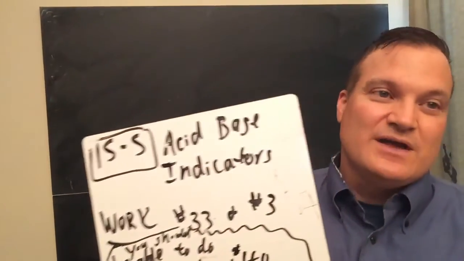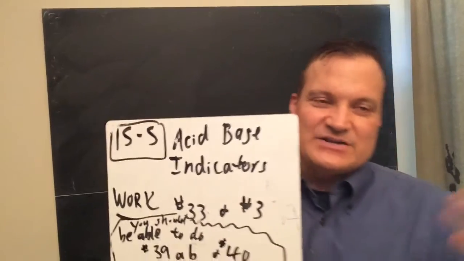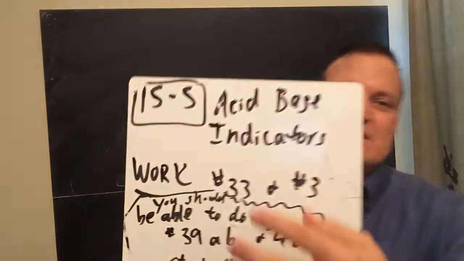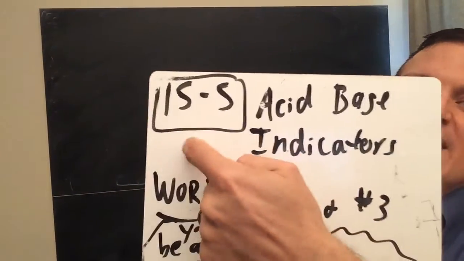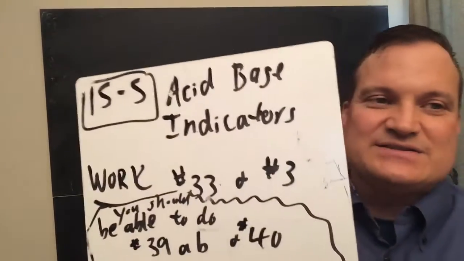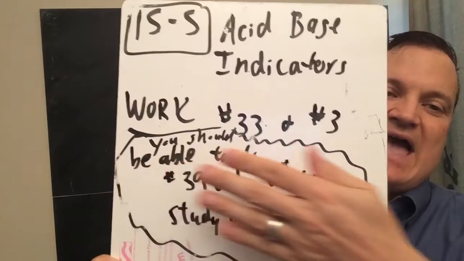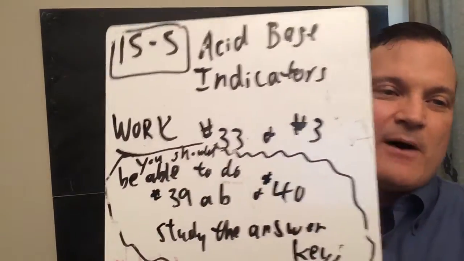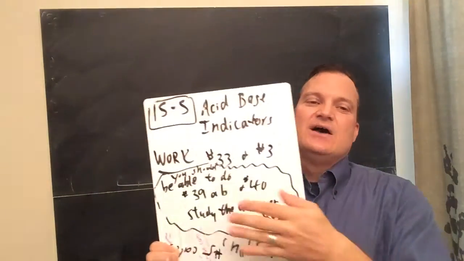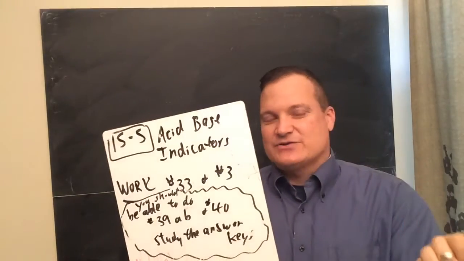Okay, I intentionally stopped it because that was the summary of finishing up acid-base titration curves. Here is acid-base indicators, 15.5. And again, I already said it in another video, work number 33 and number 3. You should be able to work all of this from all that I taught you in the past lessons, but you don't have to do it. You can go and look at the answer key later.